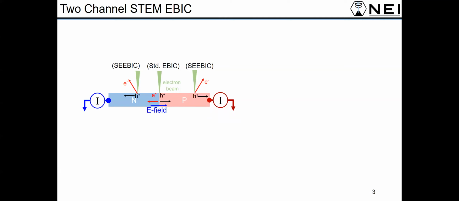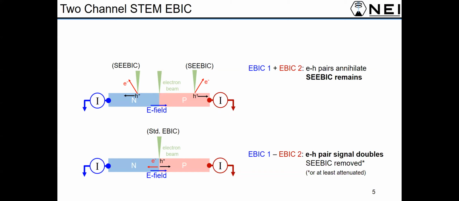As it turns out, you can use just basic image math from EBIC acquired on two separate electrodes to distinguish between the two. For example, if we add the signal from these two EBIC amplifiers, the electron that goes into one amplifier from the standard EBIC annihilates with the hole that goes into the other, and what you're left with is just the CBIC signal. Conversely, if you subtract these two signals, you subtract out all, if not some, of your CBIC signal, and what you're left with is basically a doubling of the magnitude of your standard EBIC.